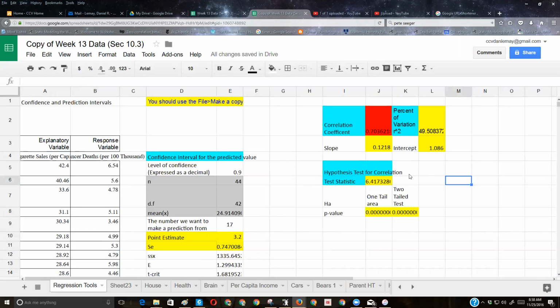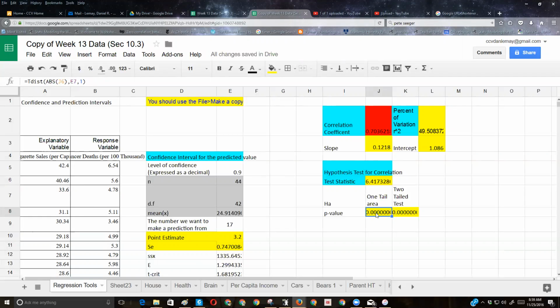What we're testing is that H0 says the correlation is basically 0. There's no relationship, or that there is a correlation to it. And if you look at this, that's the t-score, the t-test for this correlation. So it's testing this against 0. It gives a t-score of 6.4.